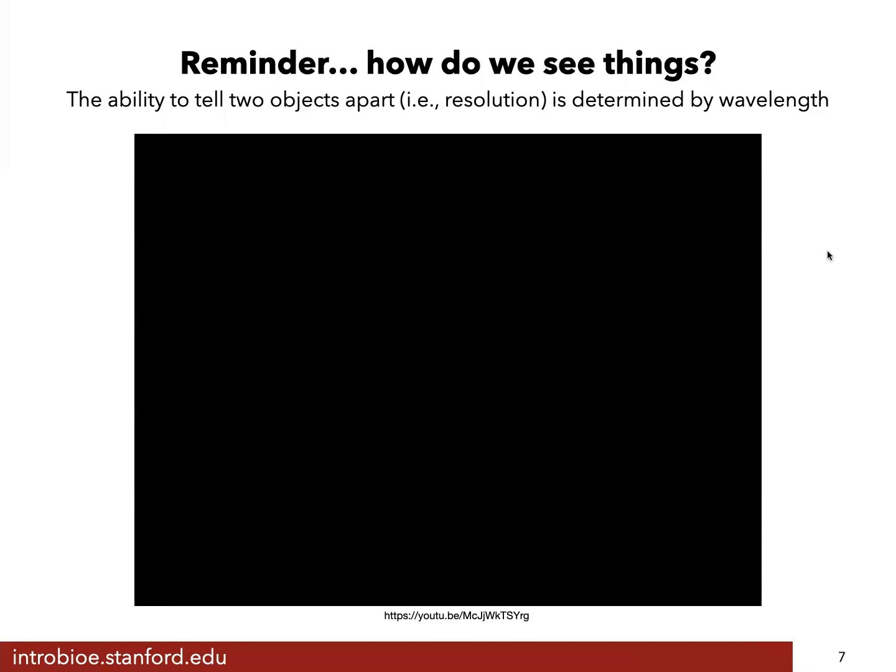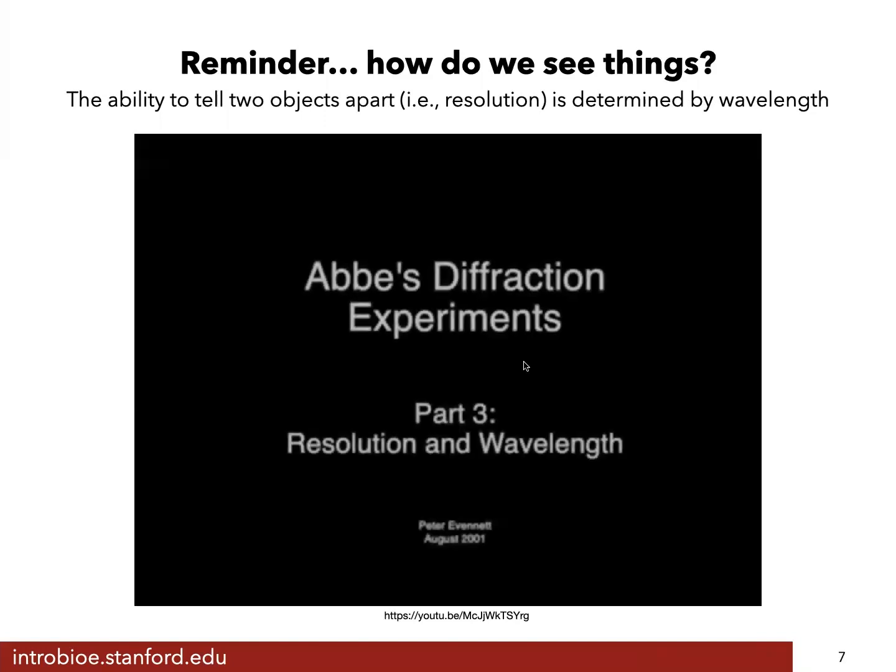Here's a really cool video that helps us understand how the wavelength of light is related to the resolution of what we can observe. Now, what's resolution? It's resolving things. If I'm looking at two objects, do I see them as two separate objects that I can clearly separate from one another? If I can't tell them apart, then I can't resolve them. So how far apart do two things need to be for me to see them as two separate things? This is a really neat video to illustrate the point.